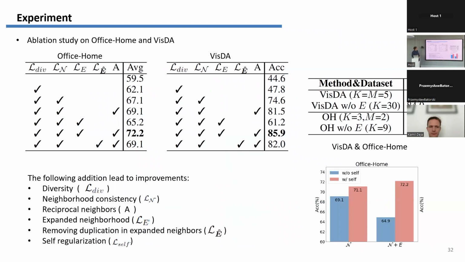Yeah, so we do some ablation on the different losses we have introduced. If you just use your standard method, you are, for example, at 62 on Office-Home, and using these losses, we can get up to 72 accuracy, and you see that each of them contributes to a gain. The right corner is the self-regularization, so that also gives a big jump.